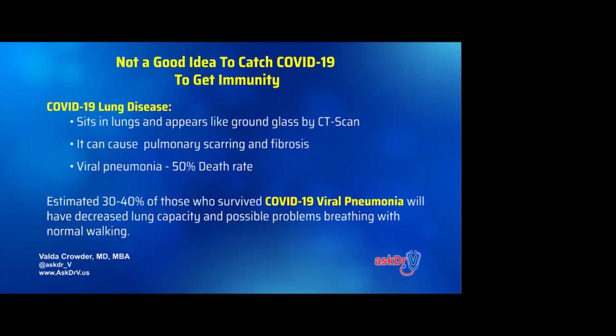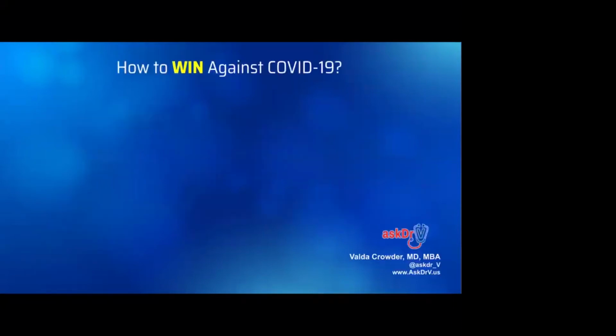It's estimated that about 1/3 of the people who survive a COVID viral pneumonia will have decreased lung capacity, and they have problems with even just normal walking. In addition, it's unclear how long the immunity actually lasts. We are seeing in Wuhan, China now, people who have actually caught COVID for a second time. So it is not something where we're necessarily seeing that people have lifetime immunity after catching it.